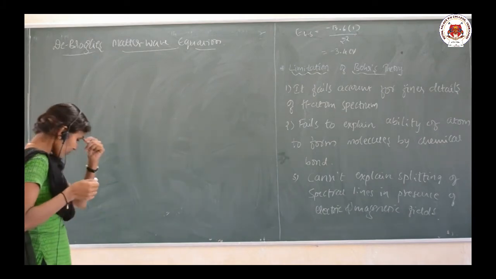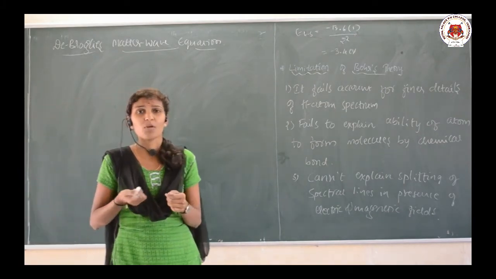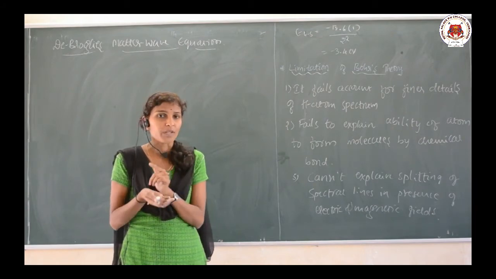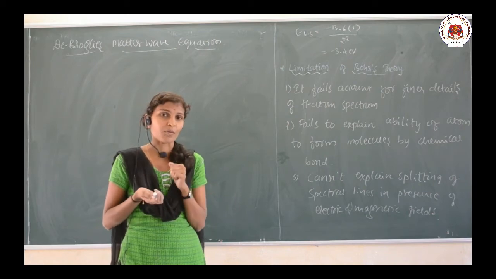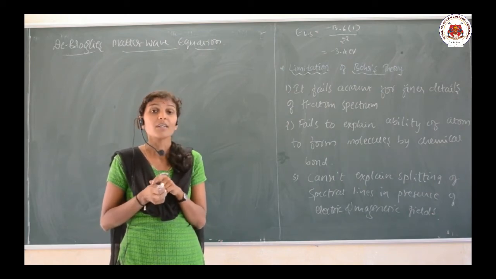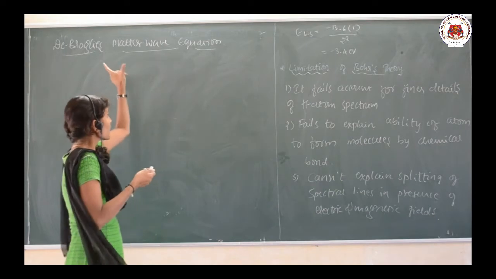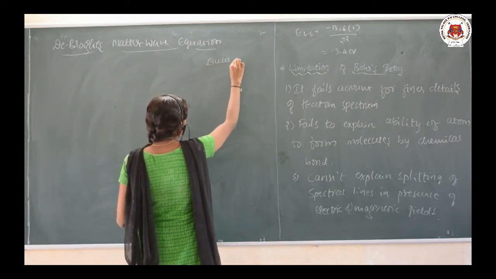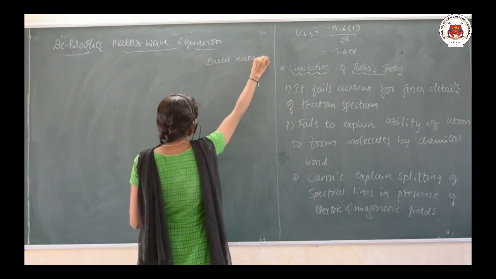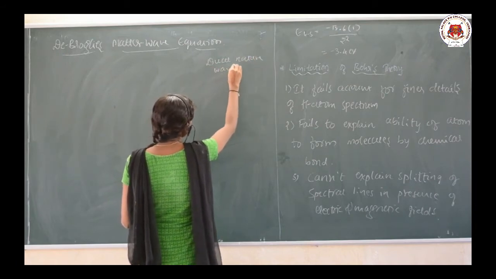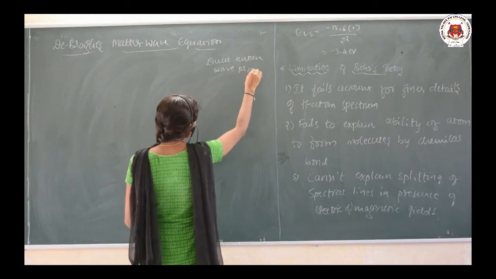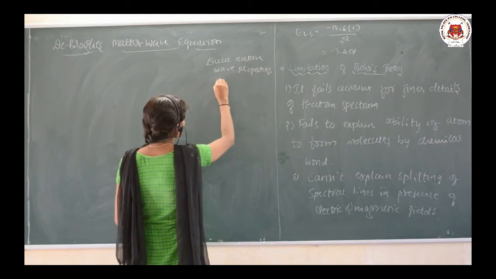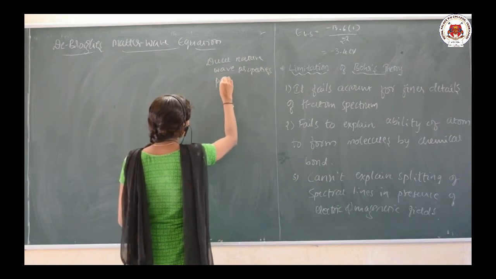As you know, light can behave as both particle and wave. The wave property is shown by light, and the particle property is also shown by light. So, de Broglie speaks regarding this dual nature, that is, the wave properties as well as particle properties.